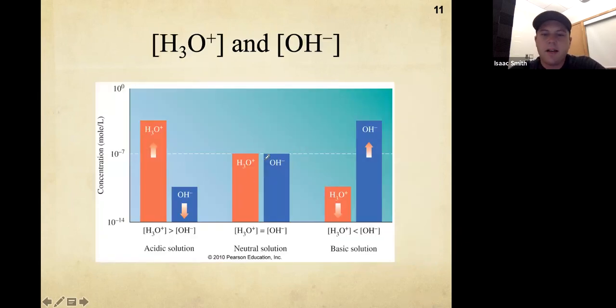So in summary, all I really want you to know from that is that in a neutral solution, your H3O plus and your OH minus concentrations are equivalent. In an acidic solution, you have more H3O plus and in a basic solution you have more OH minus. And that at any point, the H3O plus and the OH minus concentrations multiplied together, H3O plus times OH minus, are going to equal 1 times 10 to the negative 14. Okay. All right.